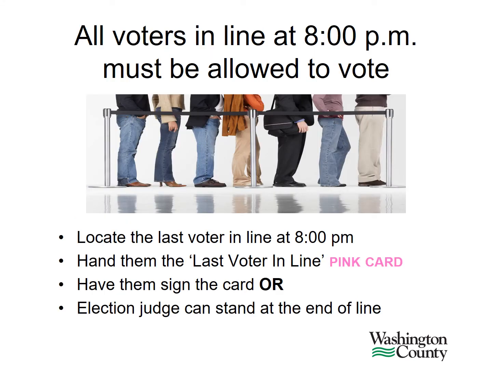Per Minnesota law, all voters that are in line at 8 p.m. must be allowed to vote. This may mean that your polling location will be open later than 8 p.m. It is your role as the greeter judge to locate the last voter in line at 8 p.m. Hand them the last voter in line pink card located inside the greeter judge folder. Have them sign the card, or you may stand at the end of the line to ensure that no other voters attempt to vote after 8 p.m.